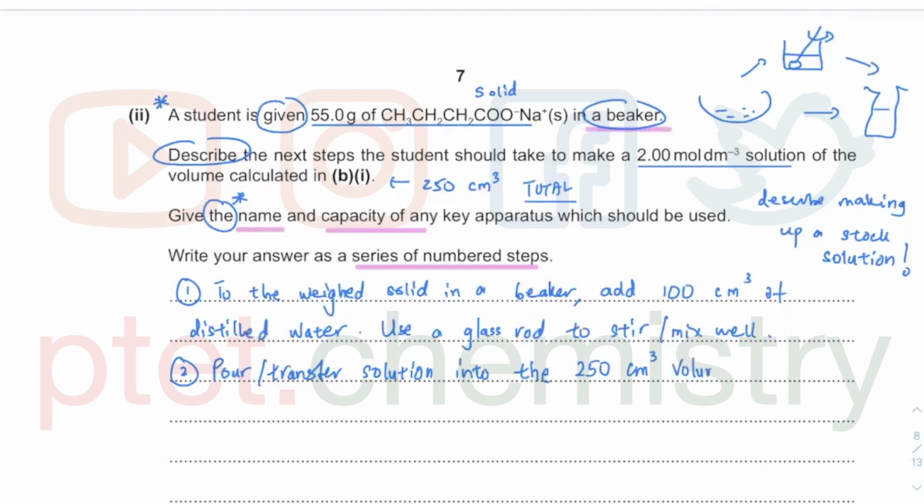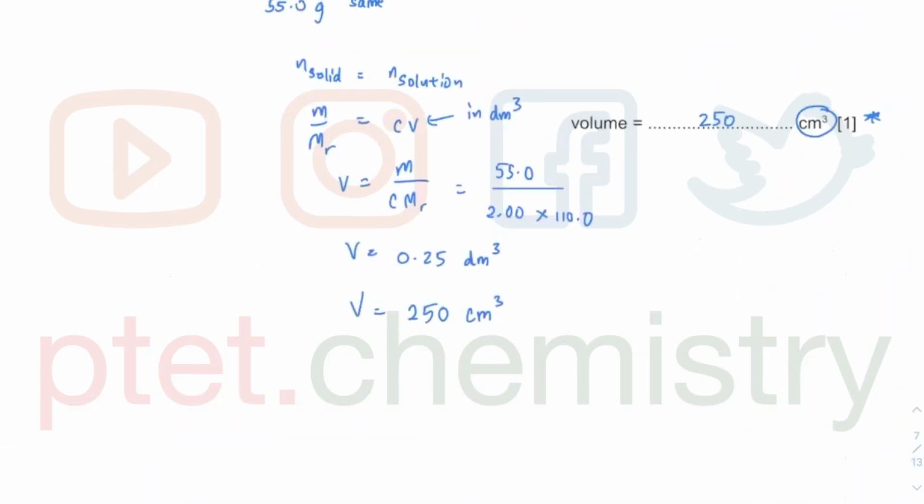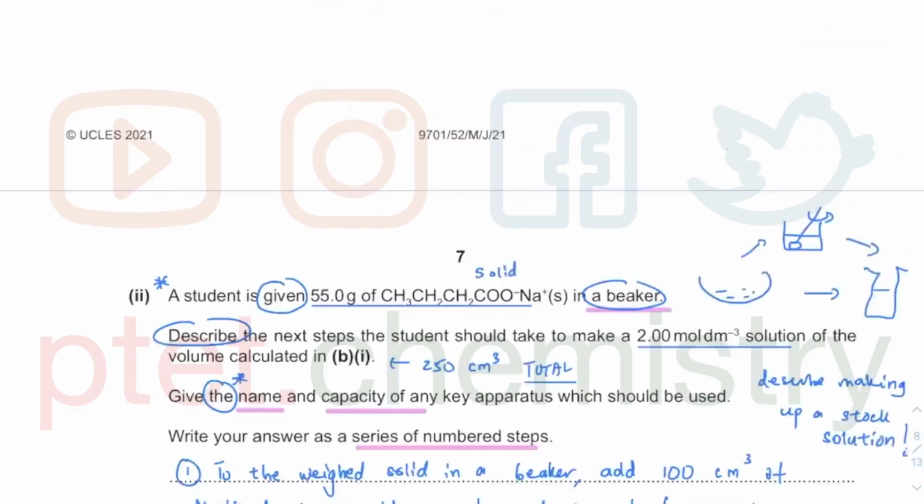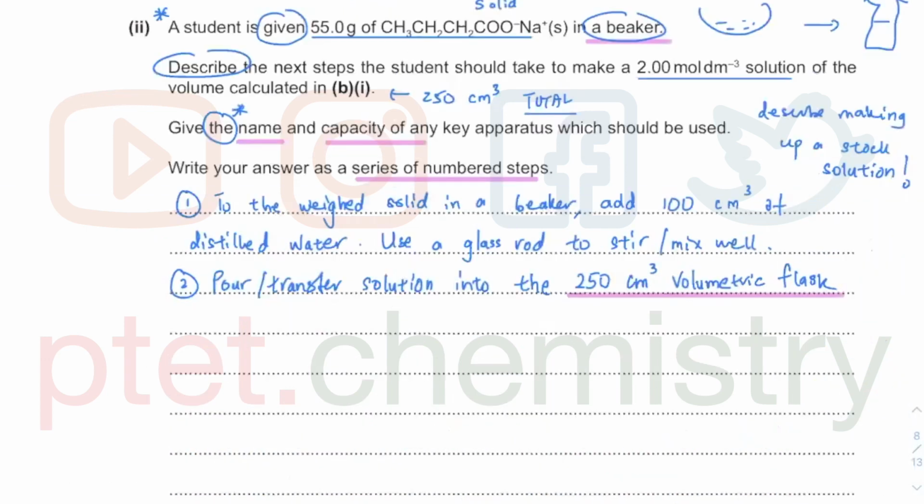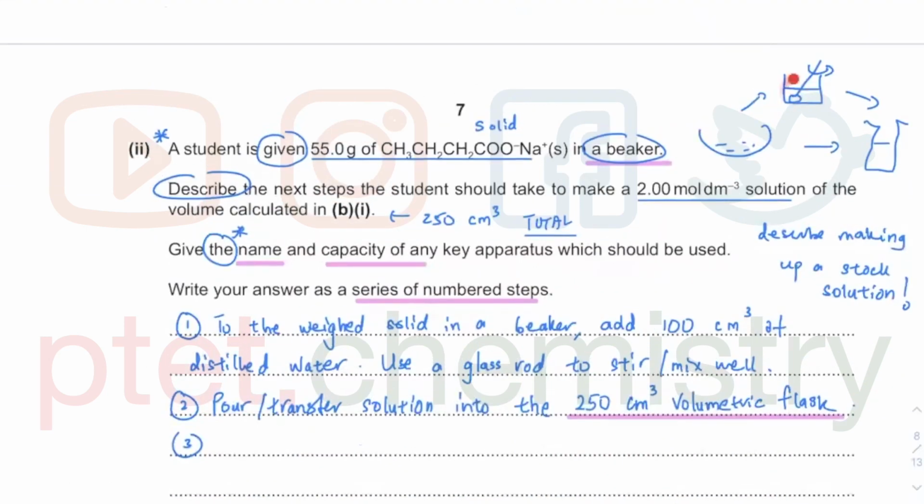Do you see what I've done there? I have specified the name of the apparatus. I have also specified the quantity that I need. Why do I need this quantity? Because the answer that I calculated here was a 250 cm cube volumetric flask. So I use a 250 cm cube volumetric flask.